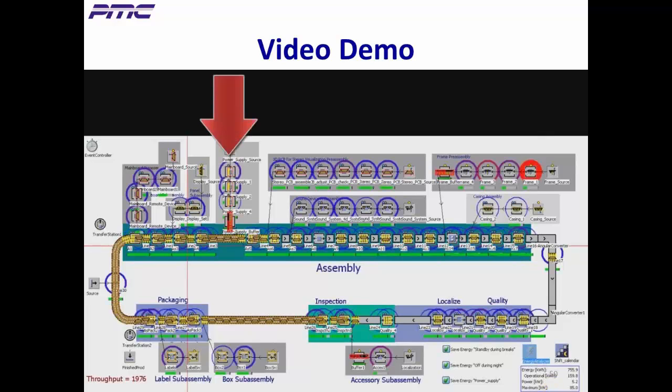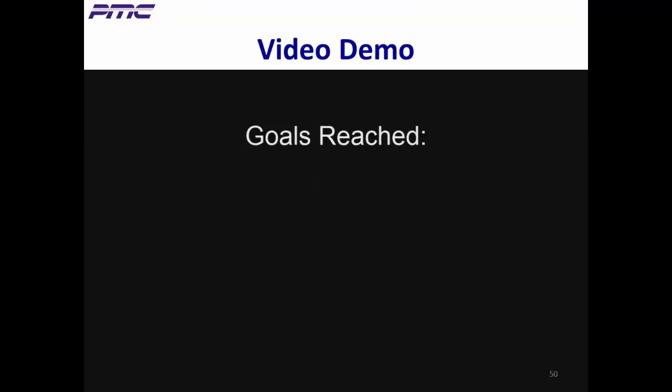Instead of solid red circles indicating high energy consumption, power supply stations 1 and 2 are now purple, indicating a medium level. There is room for even more optimizations, but I hope you've seen enough to see how useful Plant Simulation's new energy optimization features can be. Before we end this video, let's review what we've accomplished.